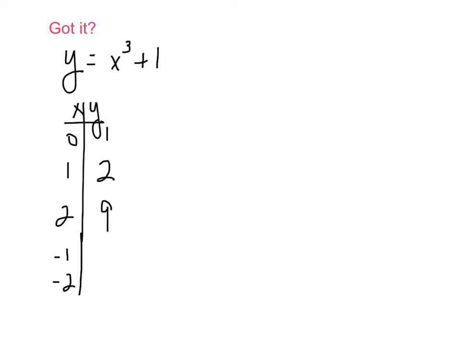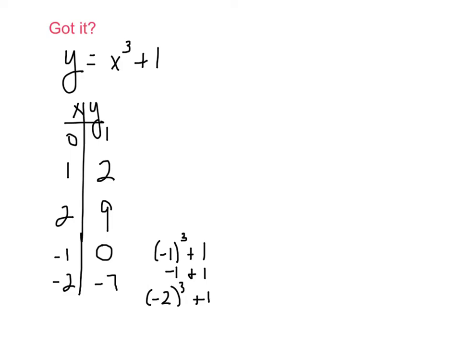and -2. Now, if we take -1 to the third power, that's going to give me -1 plus 1, which gives me 0. Now I'm going to plug in -2. -2 to the third power plus 1. -2 to the third power gives me -8 plus 1, which gives me -7.